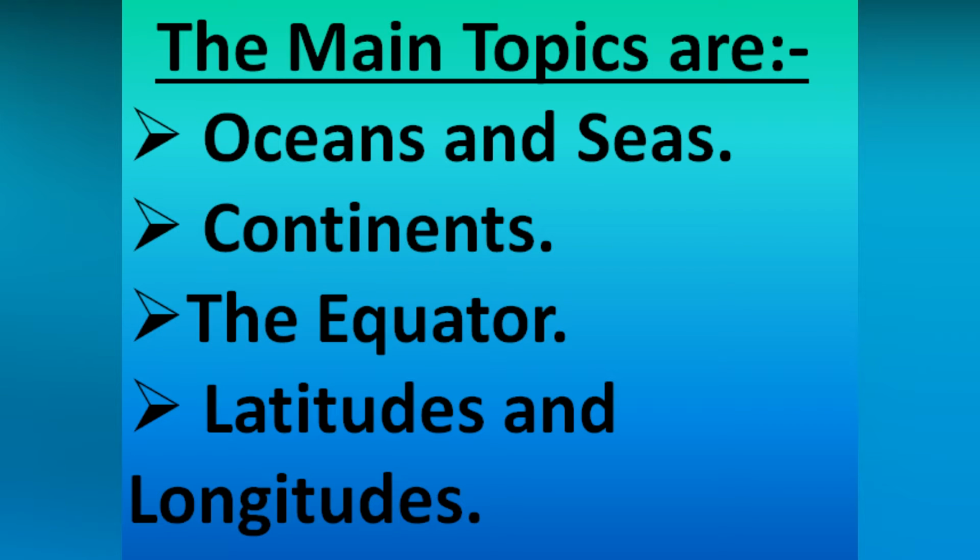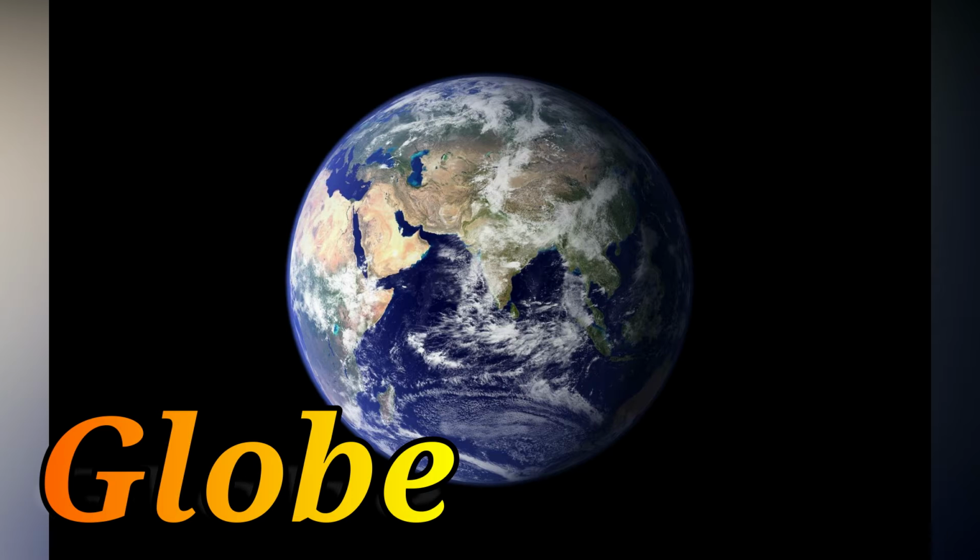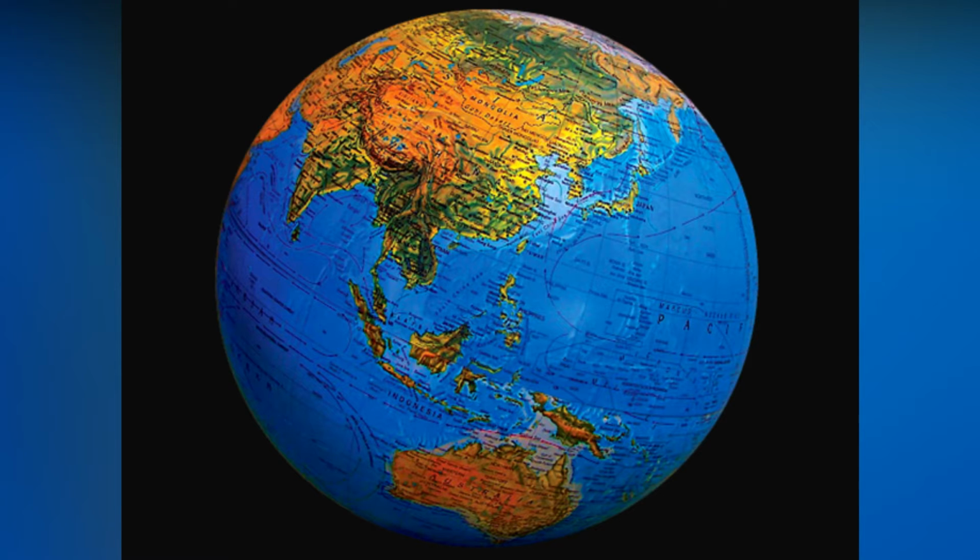First one, oceans and seas. Second one, continents. Third one, the equator. And the last, fourth one, latitudes and longitudes. We have already learned that a globe is a model of the earth. A globe shows the shape, size, and location of all the areas covered by landforms and water bodies.